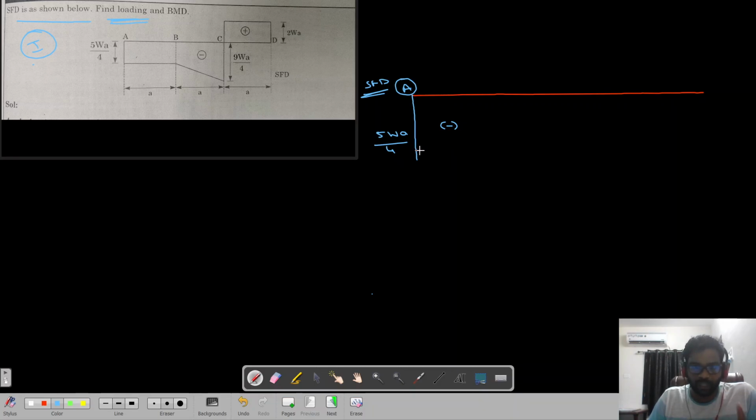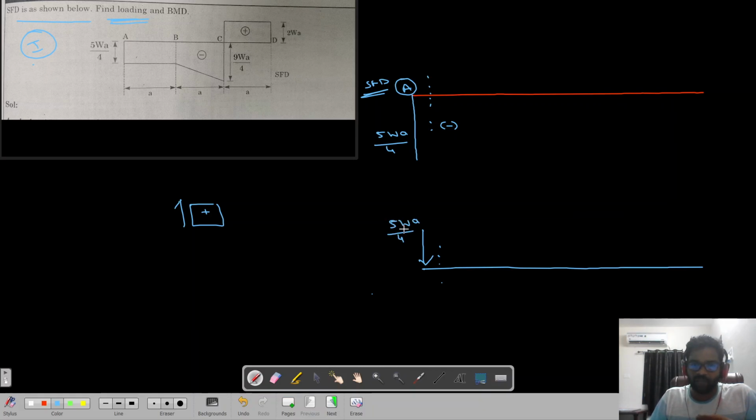Due to this point load, negative shear force is coming. This is the sign convention for shear force: on the left side of the section, due to an upward force, shear force will be positive. So at this section, on the left side, the shear force is negative. This means the point load will be acting in the downward direction, which will be equal to 5WA by 4.